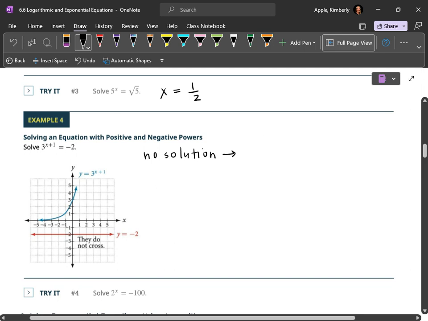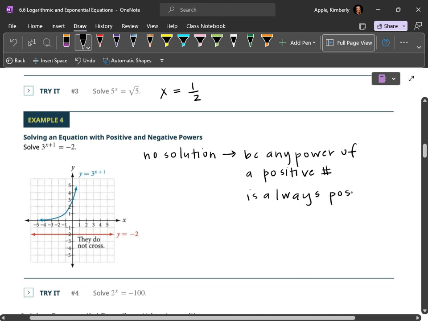And the reason behind that is because any power of a positive number is always going to be positive. And that's not the case here, right? We have that -2 on the other side. So there's no possible solution here.